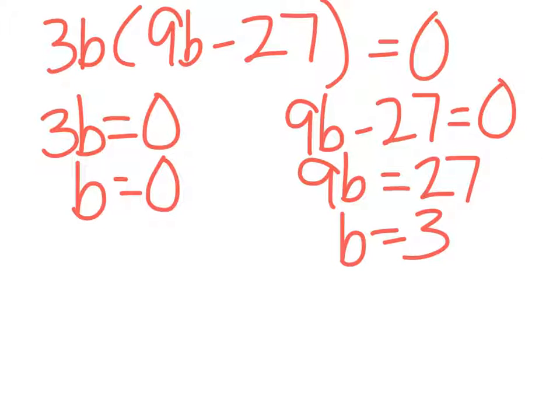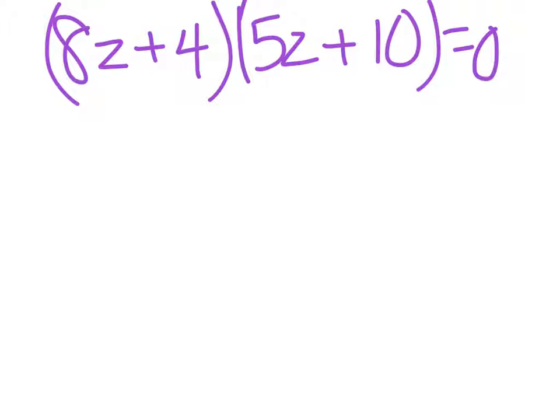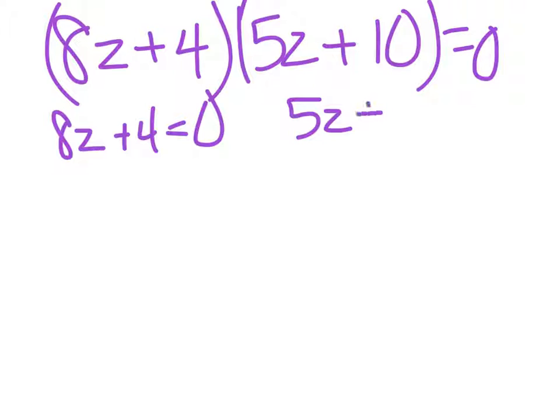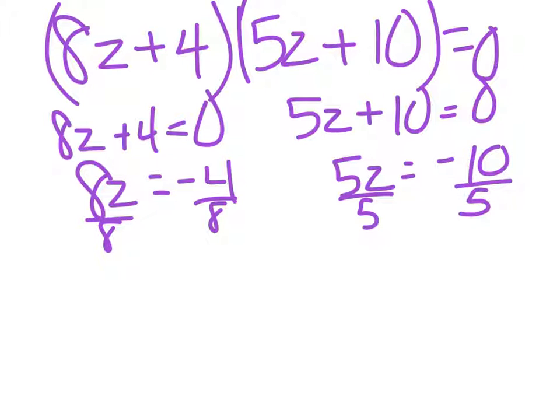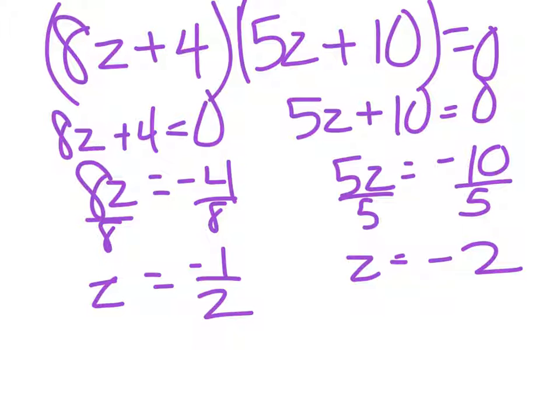Okay? Now, we'll look at number 41 also to see how each kind works. All right, again, 8z plus 4 equals 0. 5z plus 10 equals 0. 8z equals negative 4. 5z equals negative 10. Divide by 8, divide by 8, divide by 5, divide by 5. No reason you have to do these all at the same time. I just did it that way because why not? Looks like I have an answer of z equals negative 1/2, and z equals negative 2. Yep.